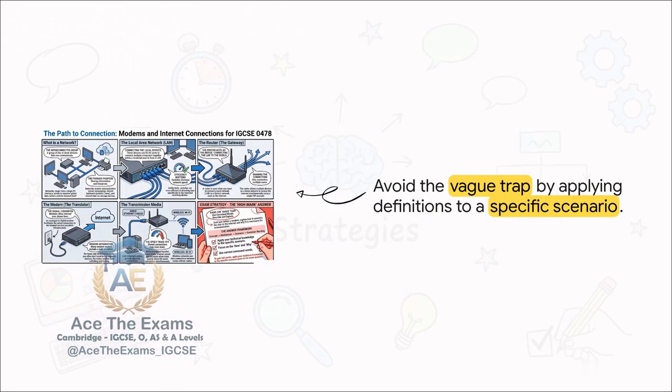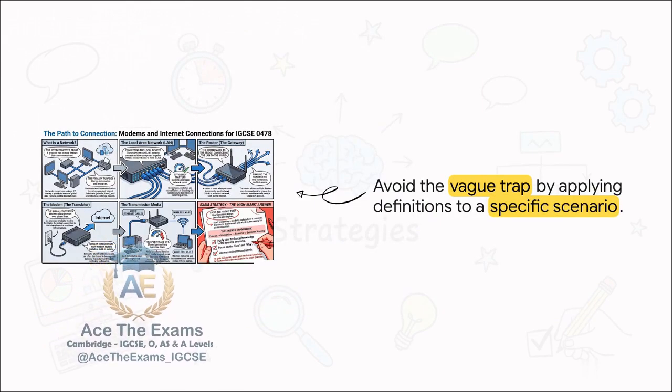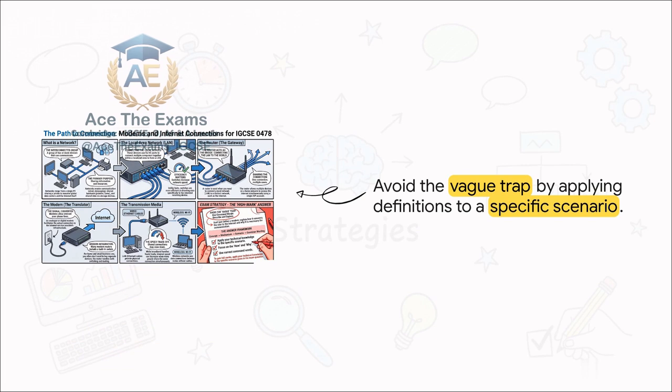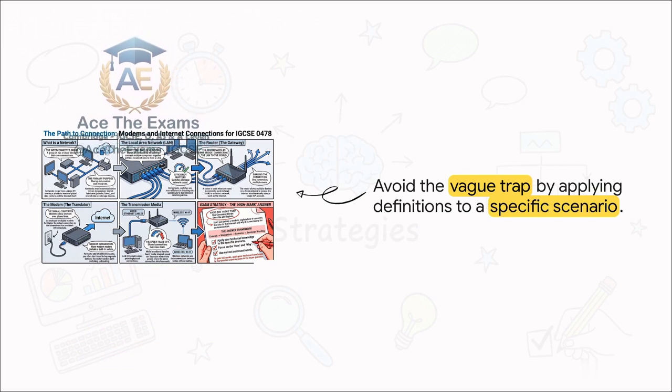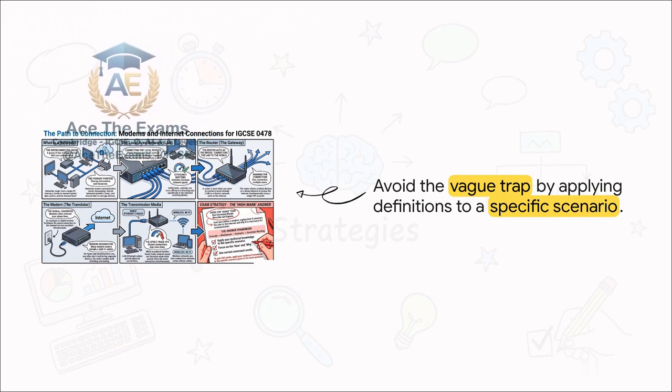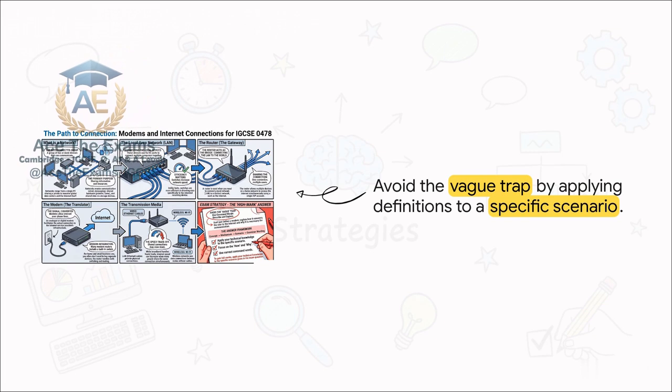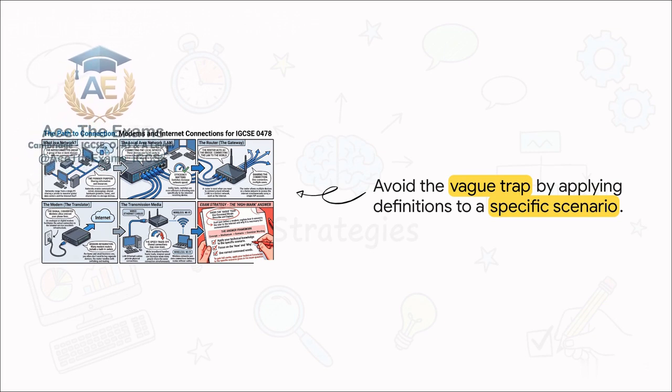To avoid that vague trap we talked about earlier, you've got to explicitly apply your definitions to a specific scenario. You need to explain the how and the why. Don't just spit out a definition of a router. Explain how it connects, say, the office network provided in the question to the internet and why it's necessary for those specific workers to communicate. Always focus on those command words, describe what it is, and then explain its function strictly in context.